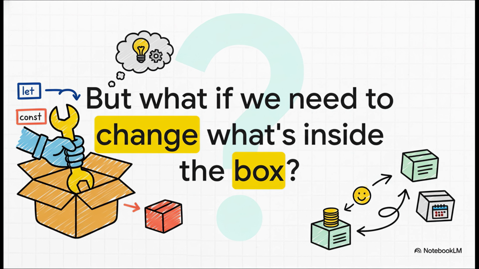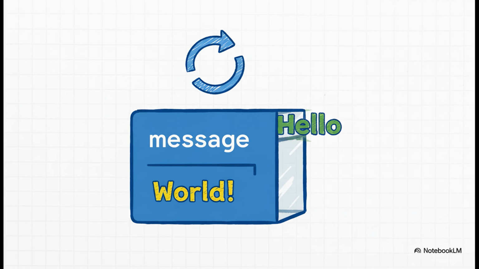Okay, so we've stored our hello, but what if we change our minds? What if we want the message to say something completely different later in our program? Is that data stuck in there forever? Not at all. And that's exactly why they're called variables, because their contents can vary, they can change. When you assign a new value, the old data is just gone. It gets completely kicked out and the new data takes its place. The box is the same, but the contents are brand new.